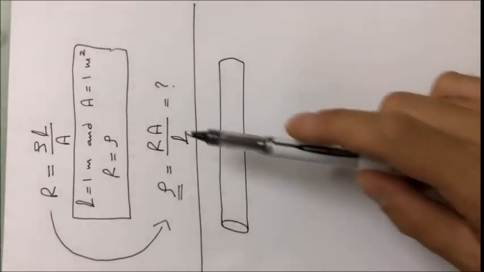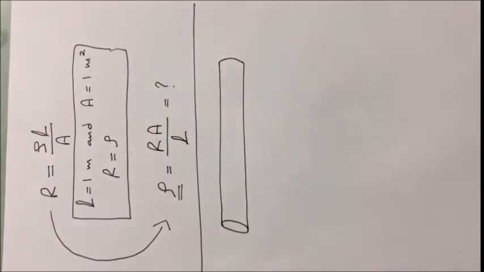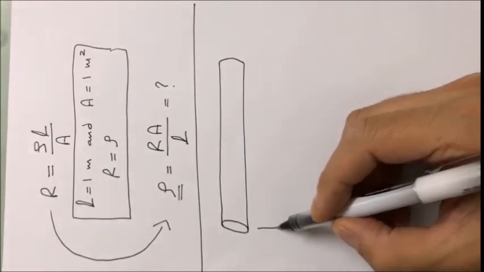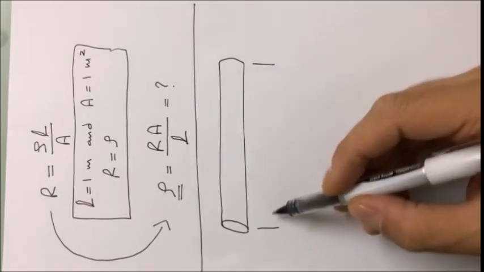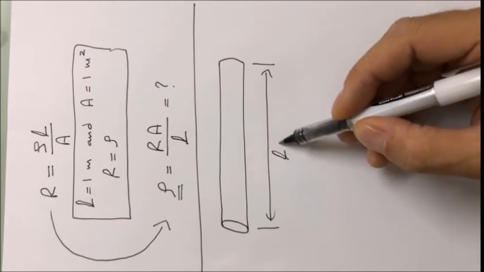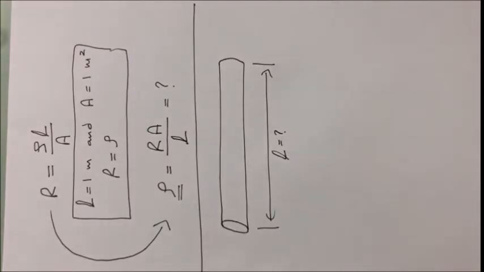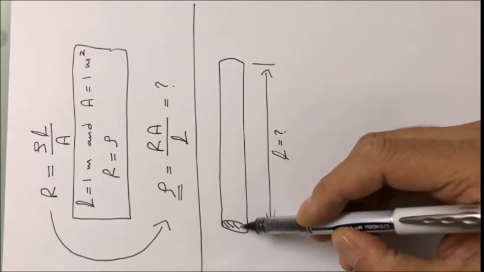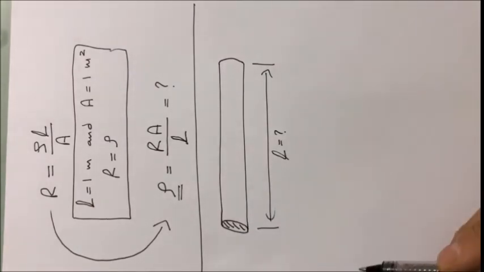And we need to measure these three things. First of all, measuring the length is very easy. We just need a ruler or a meter stick. With the meter stick, we can measure what is the length. Then we need to measure the area of the cross section, which is the area of this circle. This can be done as follows.